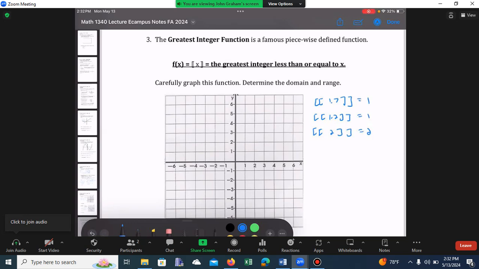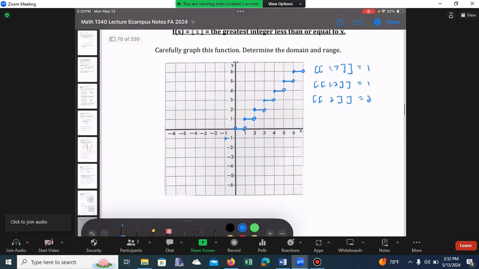So the way the graph looks is like a step. When x is between 1 and 2, you have it equal to 1. And at 2, it jumps up to 2, and it's at 2 until you get to 3. We'll do open circles on this side. So it really looks like this step pattern. It keeps going on this side.